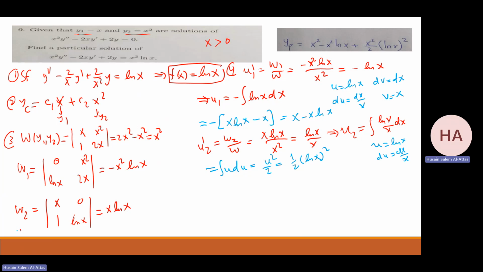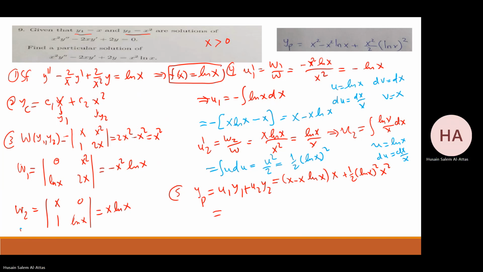Okay. Now what is yp? yp will be u1 y1 plus u2 y2. What is u1? It's x minus x ln x. What is y1? It is x, plus half ln x all squared times x squared. So I can write it as x squared minus x squared ln x plus x squared over 2 ln x all squared, which is this one. Correct answer.